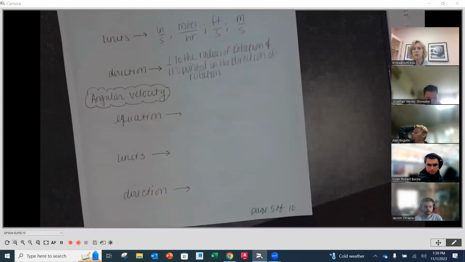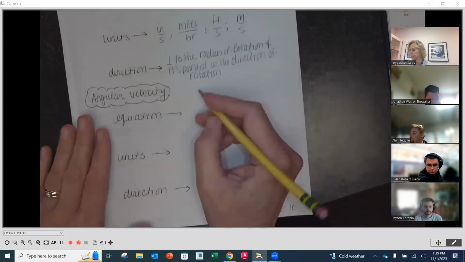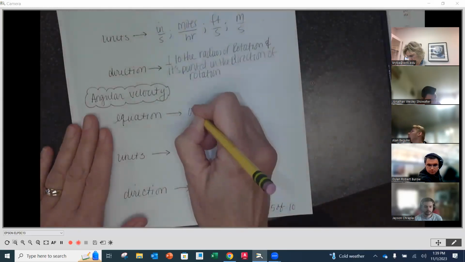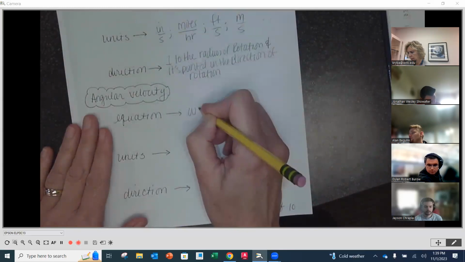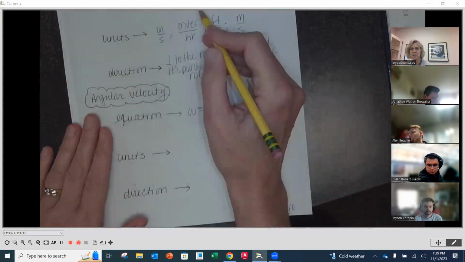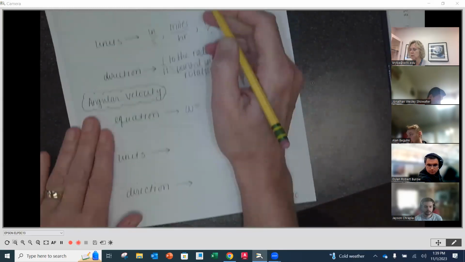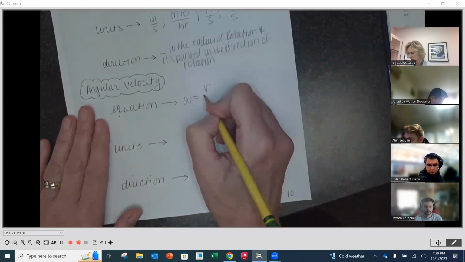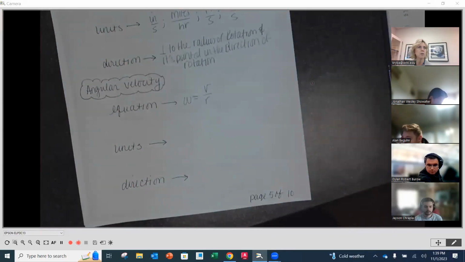Okay, angular velocity, what's its equation? W is equal to, if we solve for W in that base equation, it's really the rearrangement of this, right? W is equal to V over R, or if you put V is equal to WR, that's fine, okay? What are the units for rotational speed or angular velocity? Those are the same things.